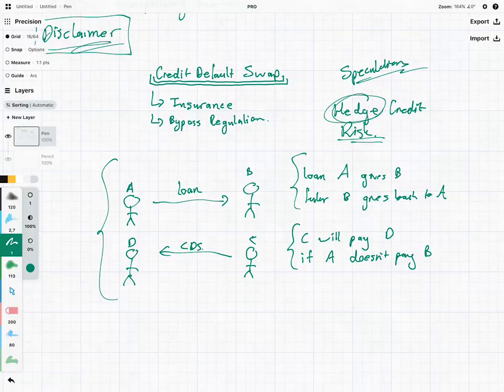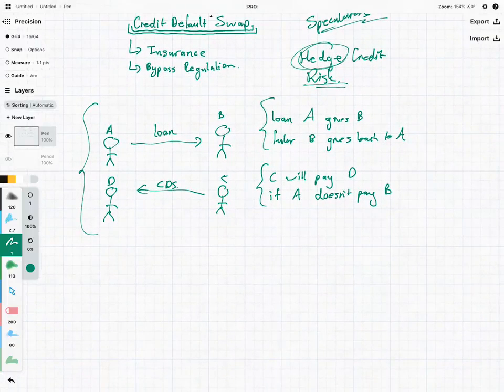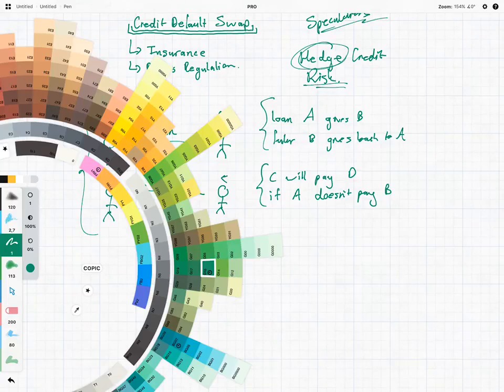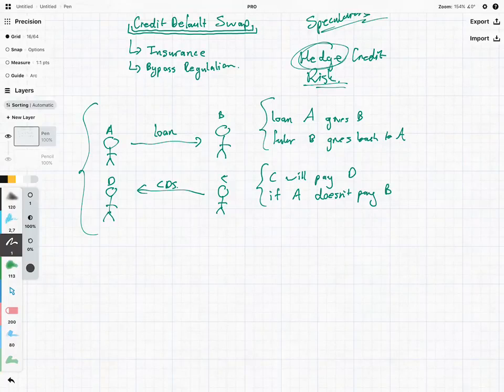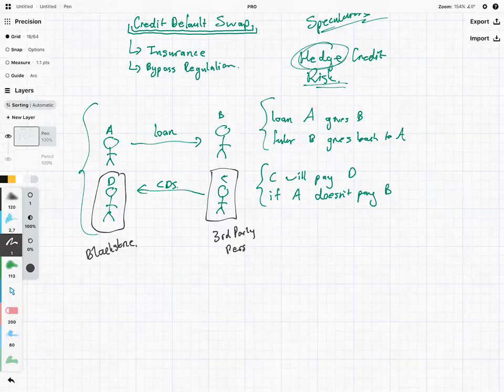And this is where Blackstone gets involved. Blackstone comes along. Let's maybe change the color. What's a good color for Blackstone? I don't know, this dark gray. So yeah, we have Blackstone being person number D. Okay. So here comes Blackstone. And they're going to buy a credit default swap from, and it can be from any third party person. Okay. So we have here a third party person. And they're going to buy credit default swaps on a company that is kind of struggling. Okay, so we have a struggling company.